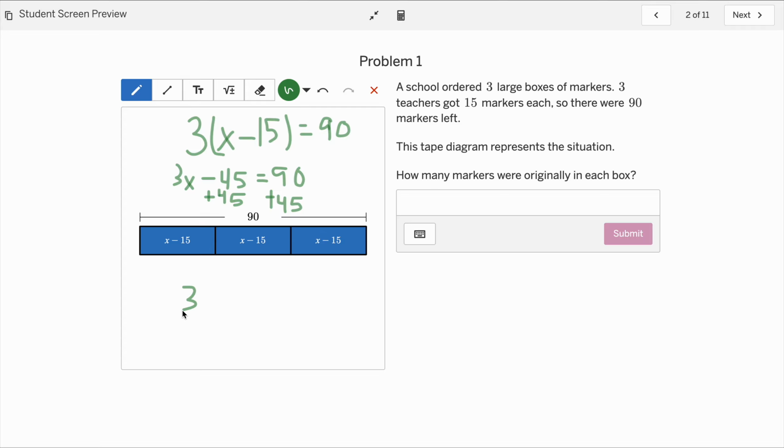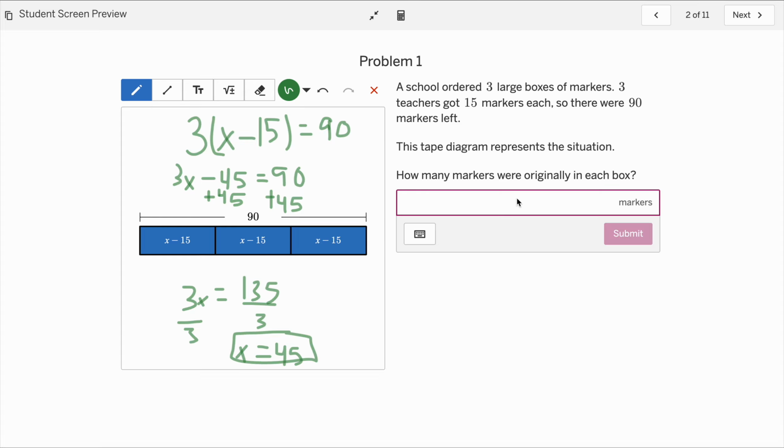So 3x equals 135. Right? 9, 10, 11, 12, 13. Yes, 135. To get x alone, I have to divide by 3 on both sides. Okay, so x then equals 45. So before the teachers took the markers, there were 45 markers in each box.